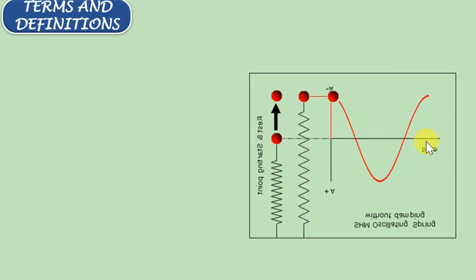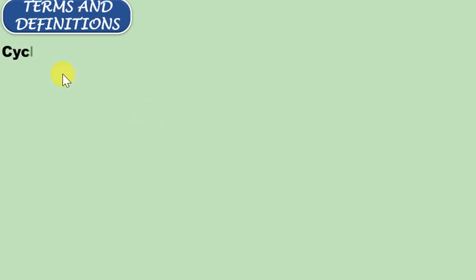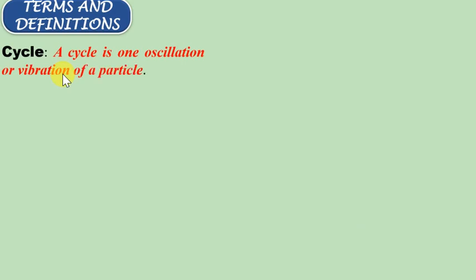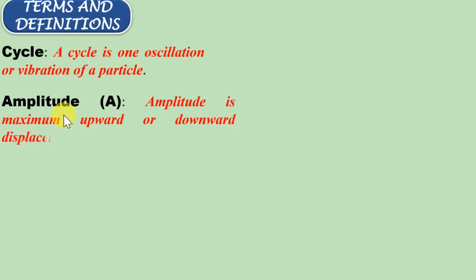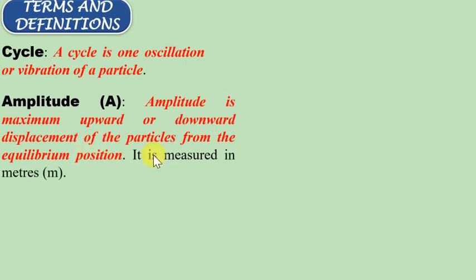So we're going to be looking at some of the terms we use in discussion of simple harmonic motion. Number one we're going to look at is the cycle. A cycle is one oscillation or vibration of a particle. As we have seen in that animation, a cycle is one vibration or one oscillation of a particle. Number two is the amplitude. The amplitude of oscillation is the maximum upward or downward displacement of the particle from the rest or equilibrium position. The unit of amplitude is meters. It is measured in meters.